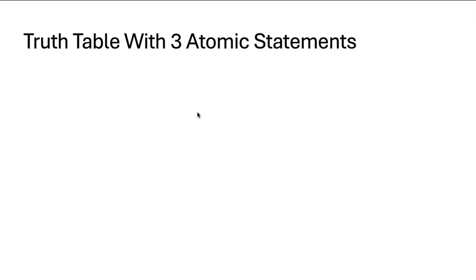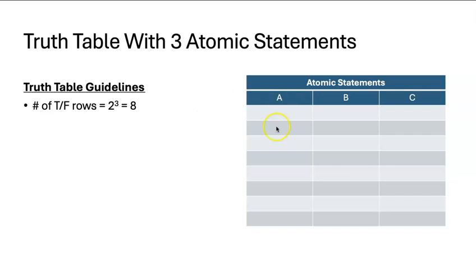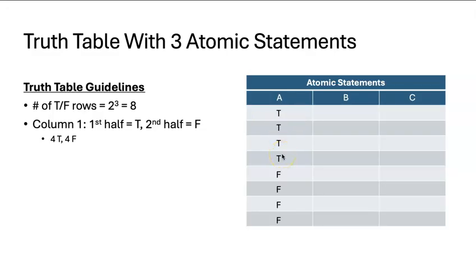Alright, what if we had to do a truth table with three atomic statements? Alright, so we have 3 atomic statements, A, B, C. Now, with 3 atomic statements, the number of rows will be 2 raised to the power 3, which gives us 8. So we need 1, 2, 3, 4, 5, 6, 7, 8 true or false rows. For the first column, the first half is true and the second half is false. So we have 4 rows true, then the other 4 rows false. So half and half.